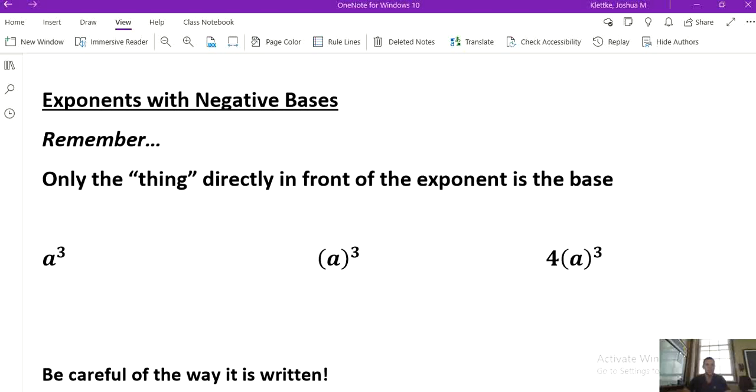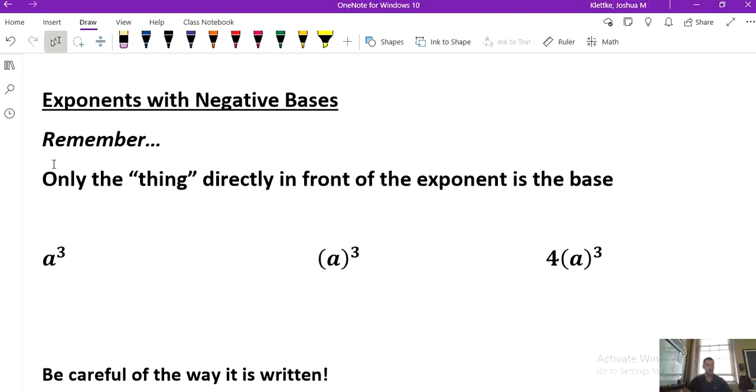What we're talking about today is exponents with negative bases. This is directly after your introduction to exponents. Something we have to remember: in the previous video, we talked about the positions. The two positions are the base and the exponent. Only the thing directly in front of the exponent is the base, and the keyword is only.